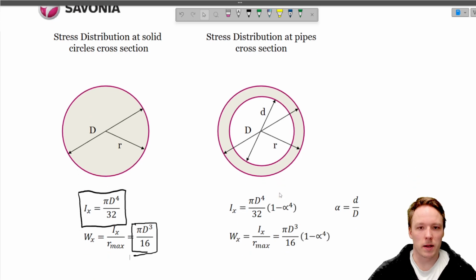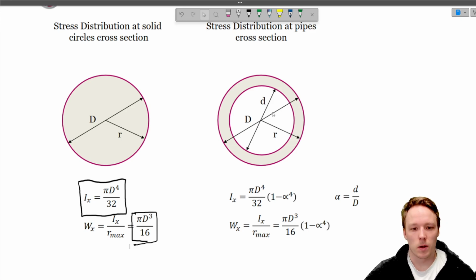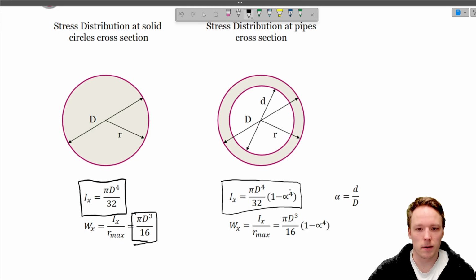What about then when we have a pipe cross section? The Ix, the parameter which describes the stiffness, is calculated using this equation here, in which alpha is a new term, and alpha is the inner diameter divided by the outer diameter. Wx is Ix divided by R maximum, and for that you can also use this equation straight away.